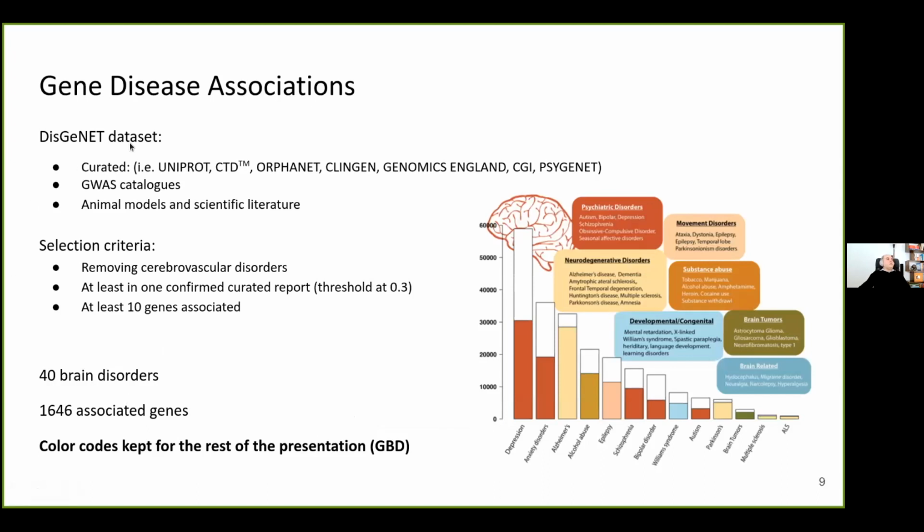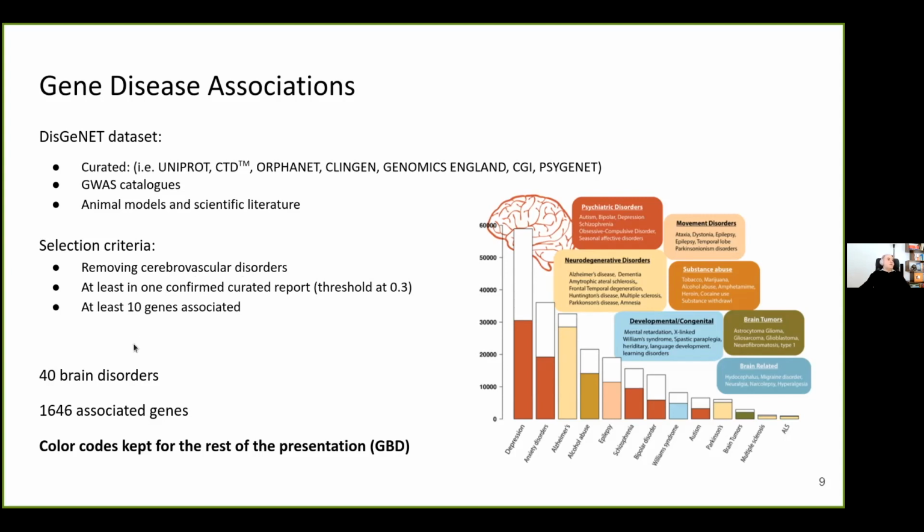So the DisGeNET dataset is a platform that has curated GWAS catalog, animal models, and scientific literature data showing gene and disease associations. And we looked at all the disorders. We selected the brain disorders that are categorized based on the GBD report mentioned earlier. And we had 3 different selection criteria. We removed cerebrovascular disorders because the data that we use doesn't have gene expression patterns from vascular cells. We wanted each gene disease association to be at least confirmed from 1 curated report. And any disorder that has less than 10 genes associated with it was removed.